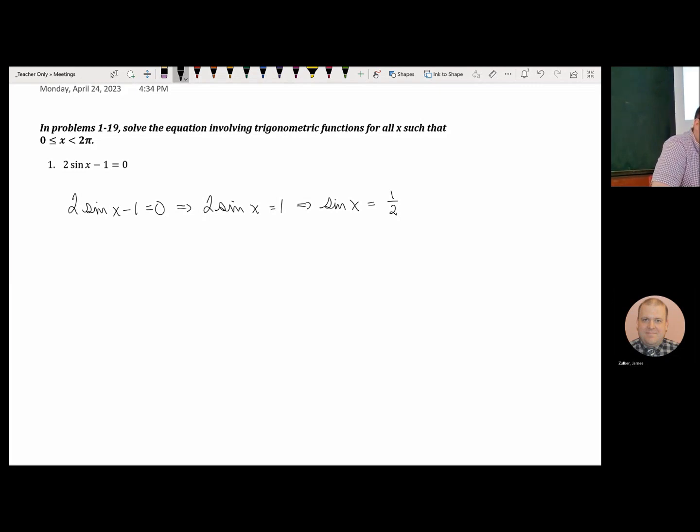What you have to do is you have to look at this and you have to ask yourself, over 0 to 2 pi, right? Because that's the interval that we're looking at for this problem set. Sine of what angles is 1/2? There's your solution set.